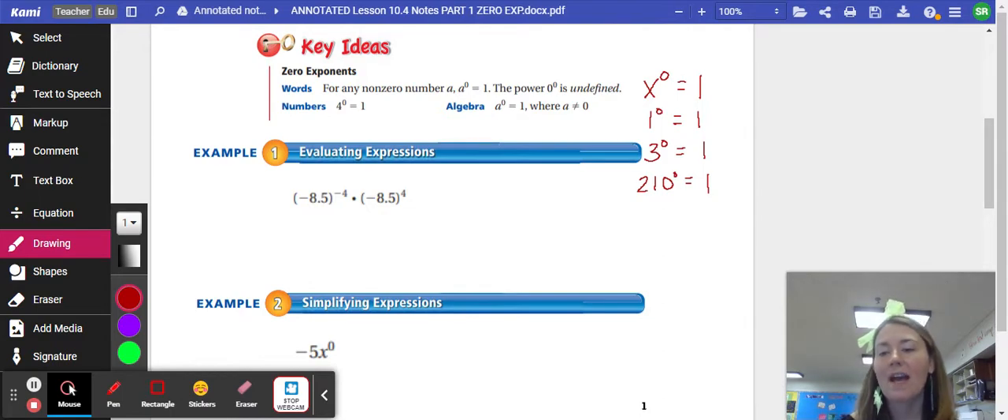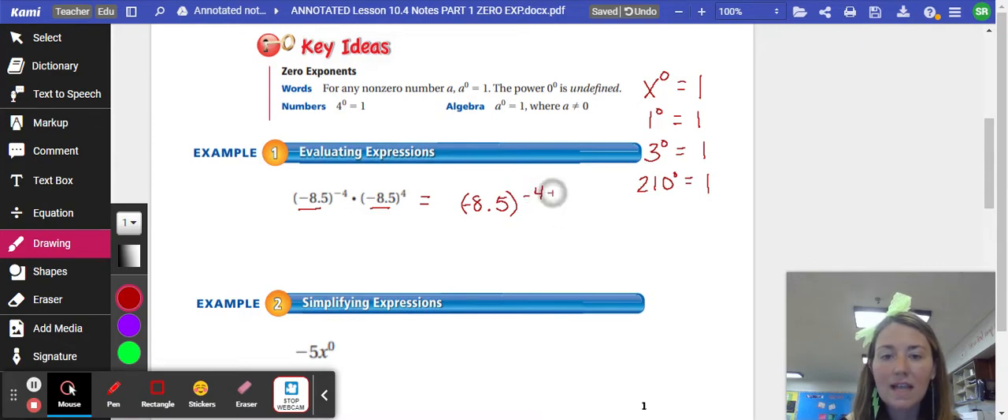So let's look at number 1 together. We have negative 8.5 to the negative 4th power times negative 8.5 to the 4th power. Okay, so we know, based on the product of powers property, that when we are multiplying powers that have the same base, these both have base negative 8.5, we need to add the exponents. So I wouldn't worry too much about that negative exponent right now. All we're going to be doing is adding these exponents.